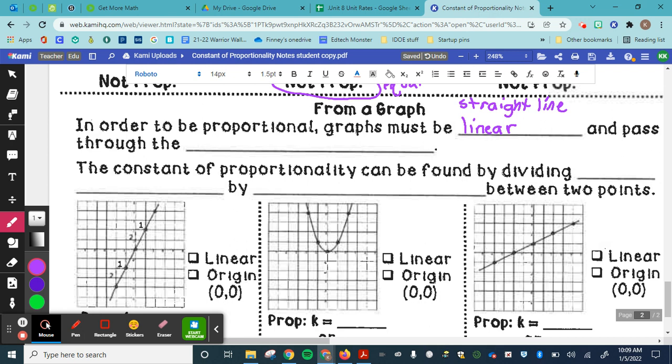And do you remember what the name of the point in the middle of the graph is called, where the X and the Y axis cross over? Starts with an O. The origin. And it also has to pass through the origin, which is 0, 0. And that's as easy as it gets. You just check, is it a straight line? Yep. Does it go through 0, 0? Yep. Then we know it is proportional.